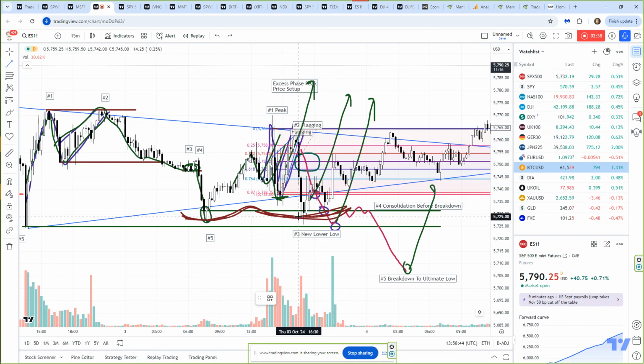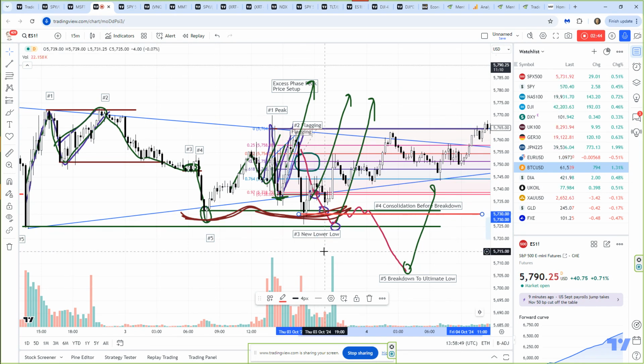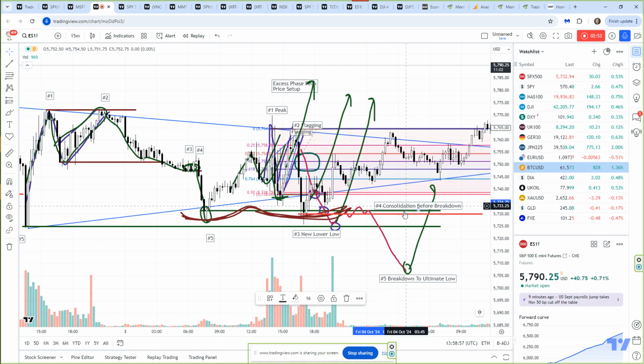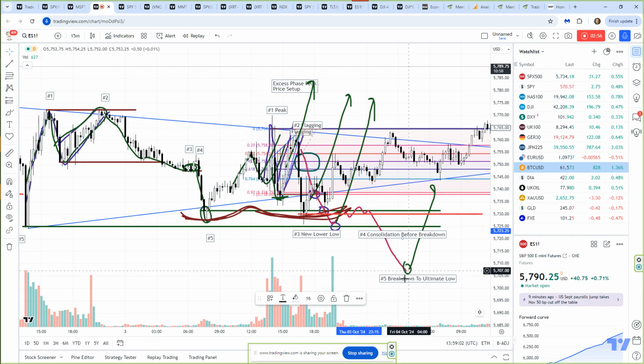We were in this sideways flagging pattern running right across these lows, these rejection lows, indicating that we would need a breakdown basically below this low over in this area to institute a number 4. So the 4 is the breakdown, this move. 5 is the ultimate low. We never got the breakdown.